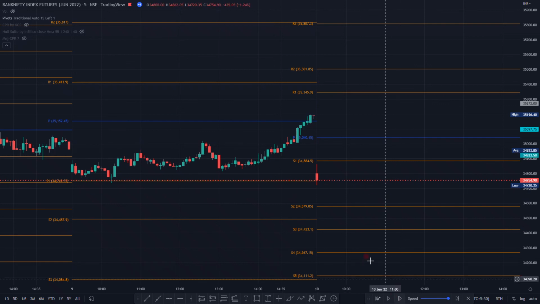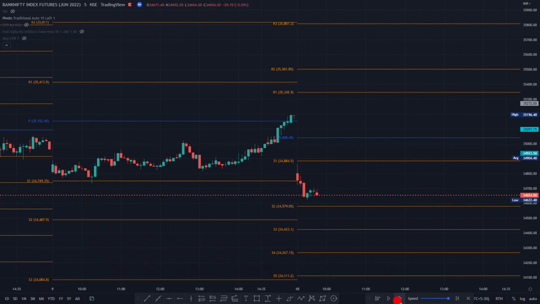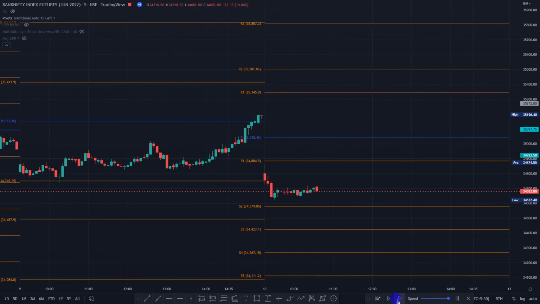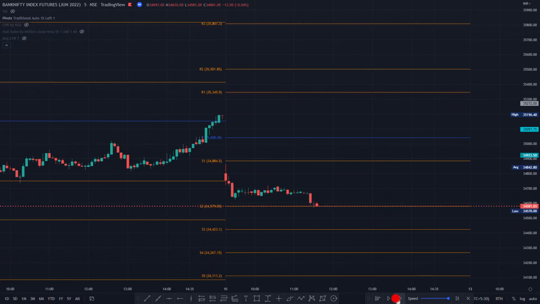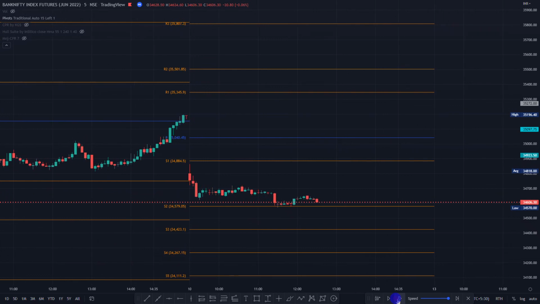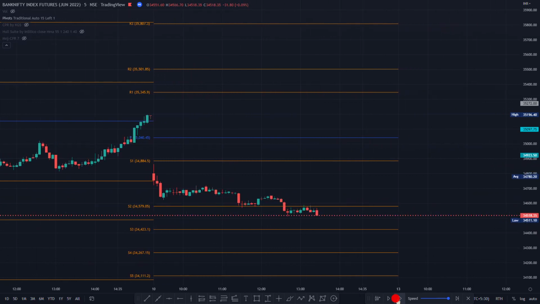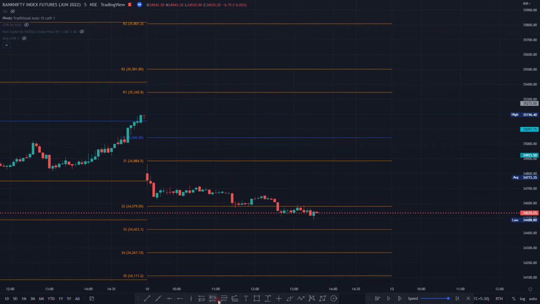So again, what happened? The sellers started rejecting this price from S1. The sellers wanted to take control, and the sellers actually took control for quite some time. But then what happened? Actually, the sellers still prevail, and yes, the sellers took control from the R1 from the S1 here. So this is what happens. This is why pivot points are far more important, and they actually help you in your trading.